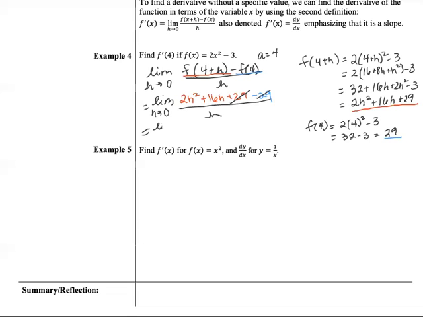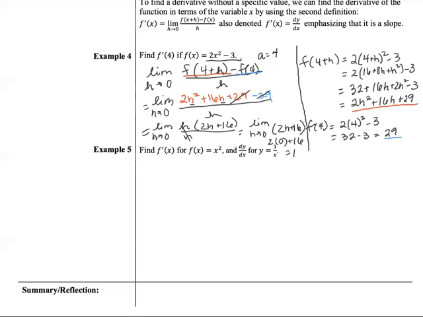The limit as h approaches 0, I have an h in both terms, so I can actually factor out h. 2h plus 16 divided by h reduces again. The limit as h approaches 0 of 2h plus 16. Okay, this is a quadratic function, so we know it's continuous. So we can say 2 times 0 plus 16 equals 16.